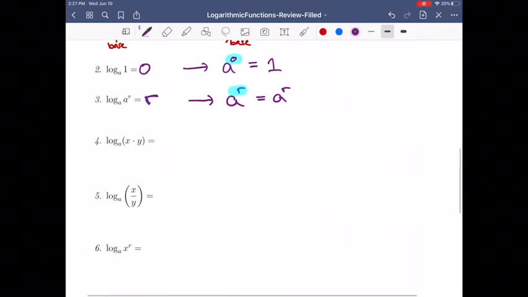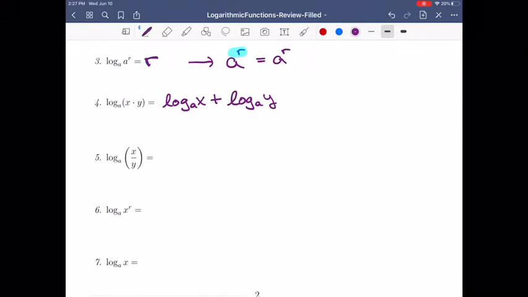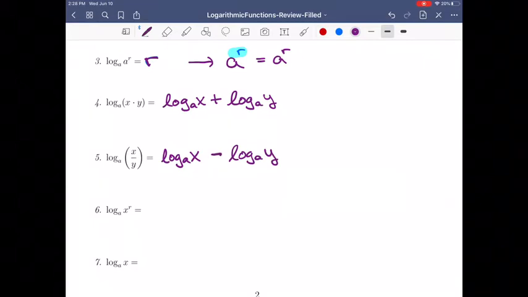Okay, some more interesting rules. If I have the log base a of two things that are multiplied together, so x times y, what I can do is take log base a of x and log base a of y separately, and then add them. If I have a division inside, then again, I can do log base a of the top and log base a of the bottom and subtract the bottom one.